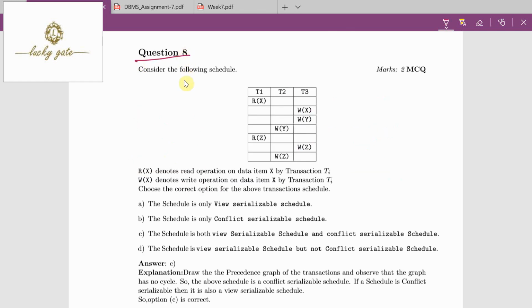Question number 8. Consider the following schedule. The schedule has 3 transactions. Now the question is, choose the correct option for the above transaction schedule.